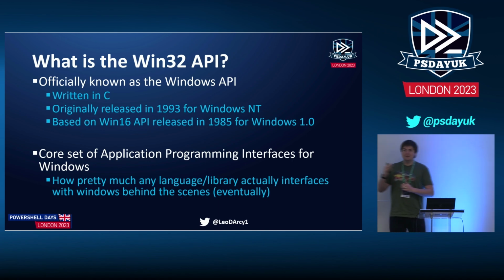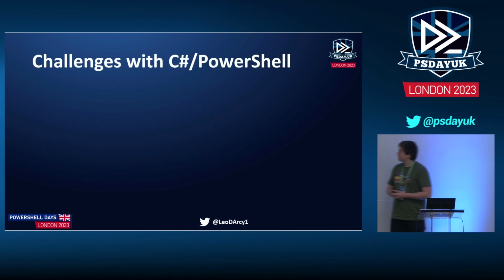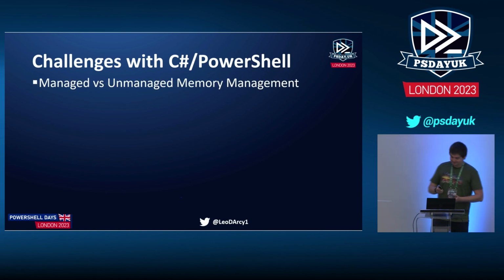So we're bypassing a whole bunch of frameworks and abstractions that make things easier when we're accessing the Win32 API directly. So that causes issues, right? Well, it certainly creates challenges.